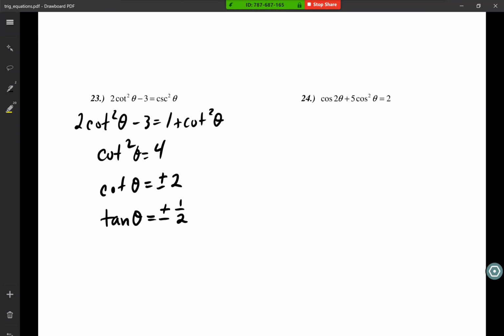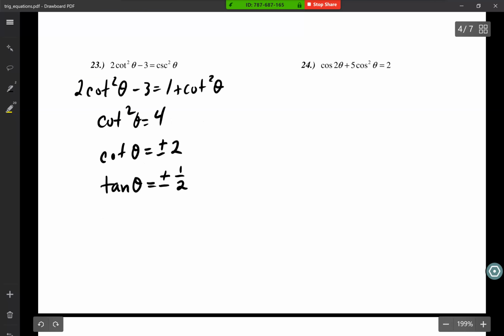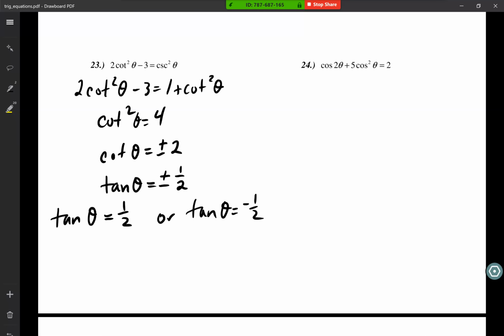Now, this doesn't look like one that we know the tangent value off the top of our head, right? This is not a tangent that we know. So this is going to be one of the problems where we're going to need to use our calculator to help us. Let's talk about that a little bit. We're going to do a few more examples of this with the calculator as well. But let's say this is really representing two equations, right? Tangent of theta equals a half, or tangent of theta is equal to negative a half. Let's concentrate on the first one.